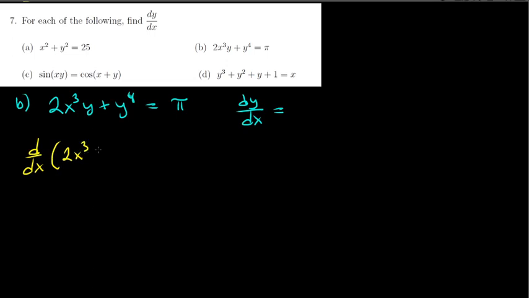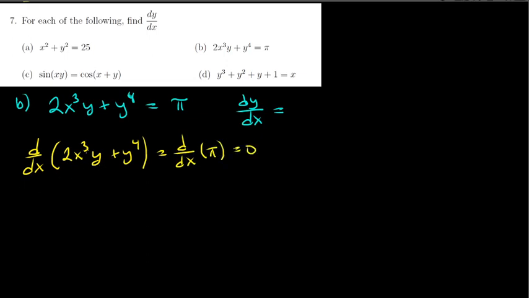So this is 2x cubed y plus y to the 4th is equal to pi. Remember, pi is a number. So find the derivative of y, right? With respect to x, of course. So rather than try to solve for y, you're not going to be able to do it. I can't do it either. Just take the derivative of both sides, right? So this is implicit differentiation. Yeah, that's right. 2x cubed y plus y to the 4th. And then the derivative of pi, of course, is 0. Pi is a constant, right?